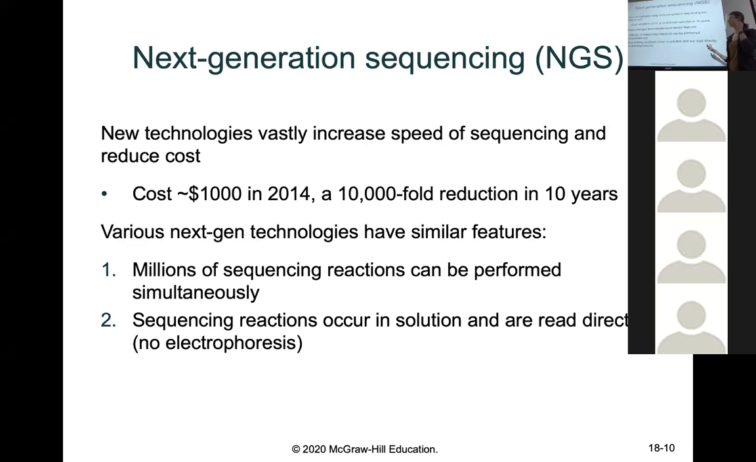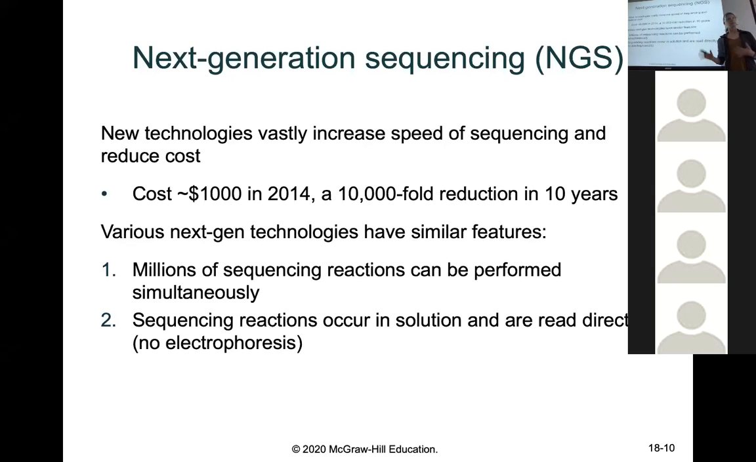From 2004 to 2014, there was basically a 10,000-fold reduction in cost. So you can sequence a genome in 2014 for about $1,000. Before that, it was 10,000 times that. So the technology has advanced quickly, which makes it faster and cheaper to be able to sequence genomes.